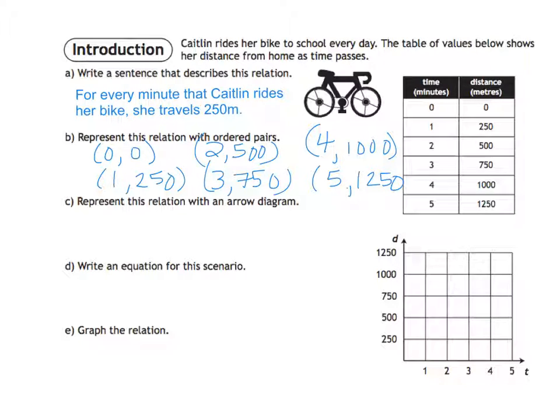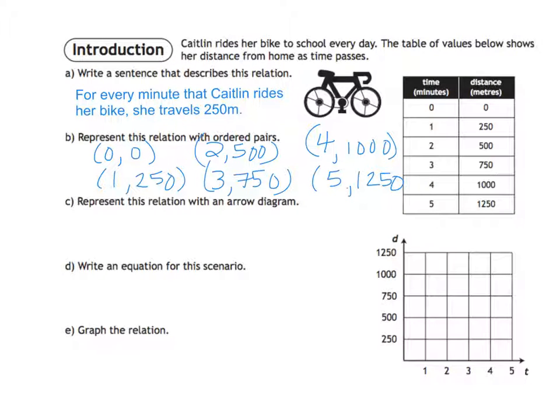If this table of values shows the entire trip to school, then those are all the ordered pairs that we know, but there could be others that we could come up with. Like what happens at 30 seconds, a half a minute? What happens at 3.5 minutes or 3.25 minutes? What happens after 5 minutes? These ordered pairs are not the entire relationship. They're just the part of it that we're looking at.